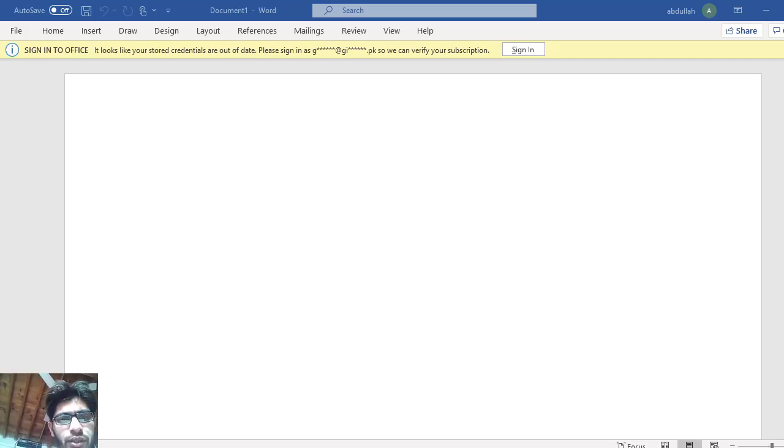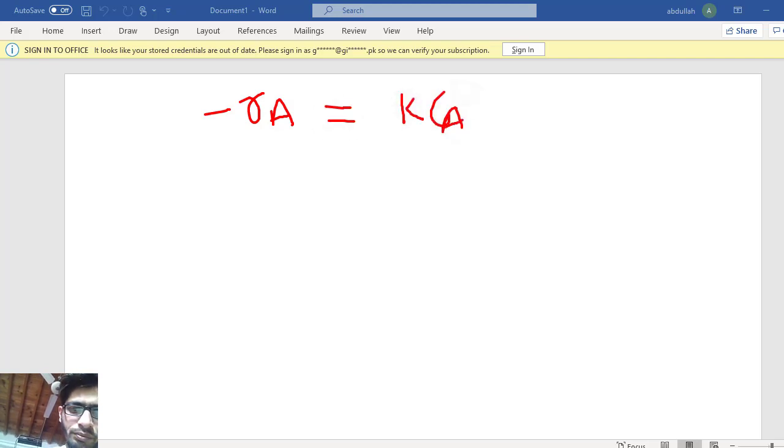Everyone, in this lecture we will discuss the general rate law, and we will also discuss what the unit of rate constant will be in the case of zero order reaction, in the case of first order reaction, and in the case of second order reaction, and so on. So the general rate law is minus rA is equal to k CA to the power n.